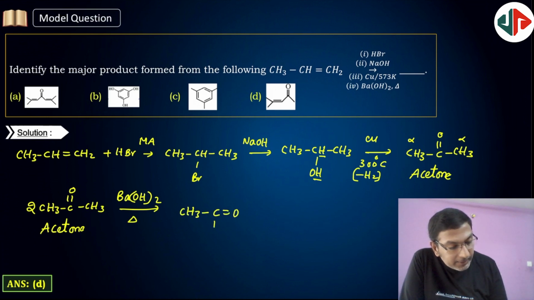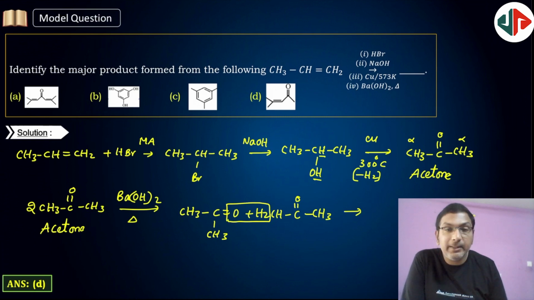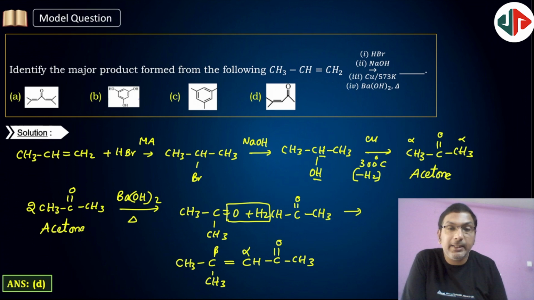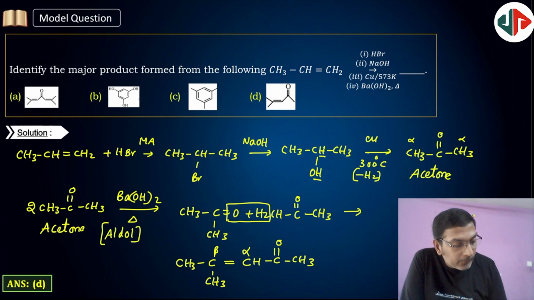The compound will be like this, (CH3)2C(OH)CH2COCH3. Elimination of water gives an alpha beta unsaturated compound, double bond CH, CO, CH3, an alpha beta unsaturated ketone. So this will be aldol condensation. So option D.